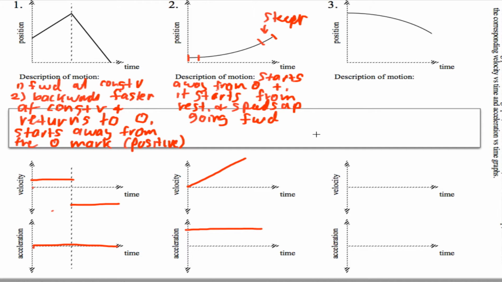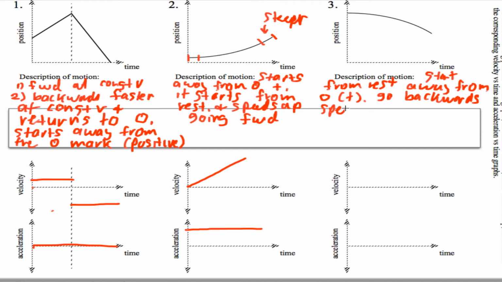All right, let's finish up the problem on this page. So the description of the motion here is, again, we start from rest. You need to write all of that away from 0. Again, that's positive, a positive position away from 0. And then we go backwards. I know that because we're returning to the origin. We're returning to the 0 point on the ruler, speeding up.